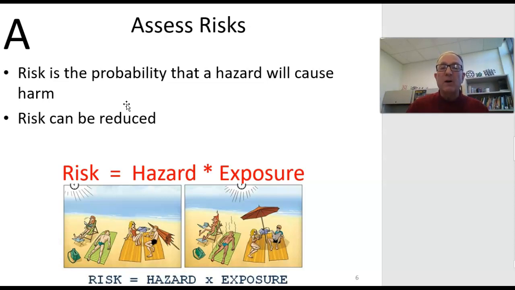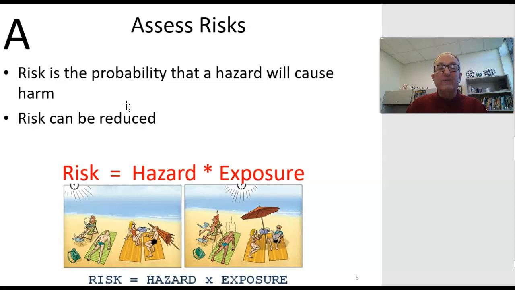A is for assess the risks. Now, risk is the probability that a hazard will cause harm, and risks can be reduced. So the risk is equal to hazard times the exposure. And so the little cartoon that you see are some people sunbathing at the beach, and the hazard is the sun and the ionizing radiation from the UVA and UVB radiation.